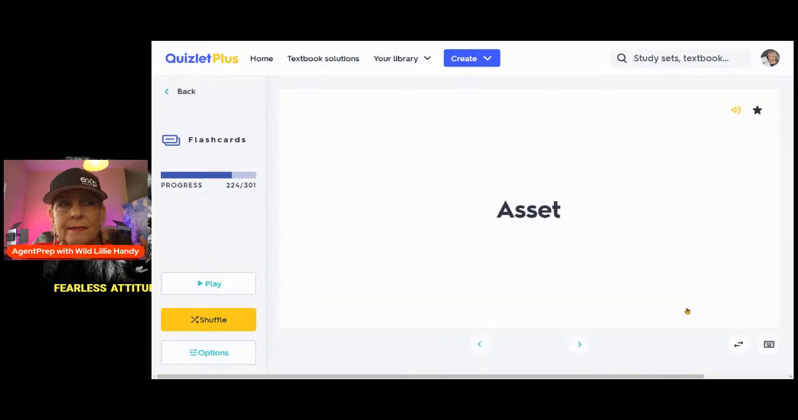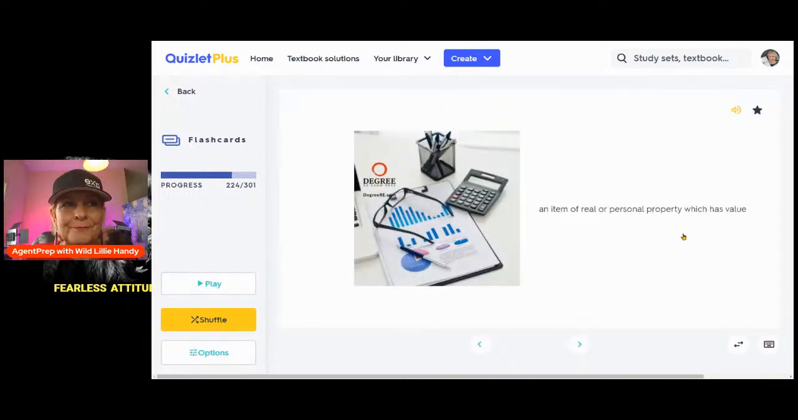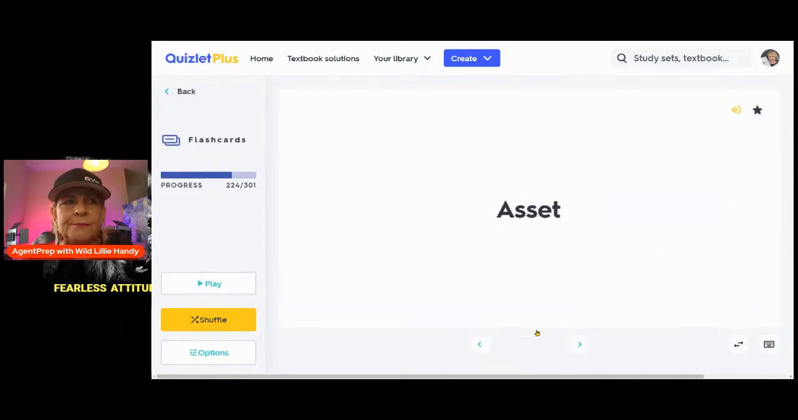What is an asset? Individuals also have assets, right? An item of real or personal property which has value. Your phone is an asset because nowadays they cost $1,000. Our phone is a computer, a calculator, a camera. We have the internet. It has so much. But it is real estate, business, or personal property. That is what an asset is.